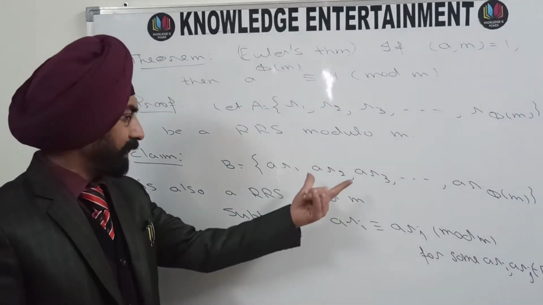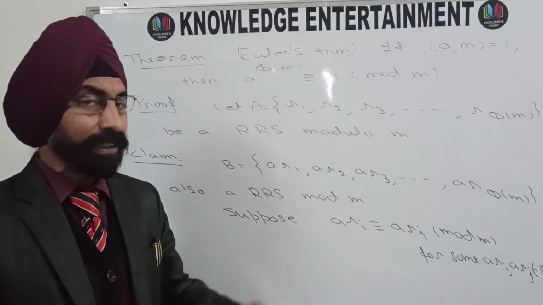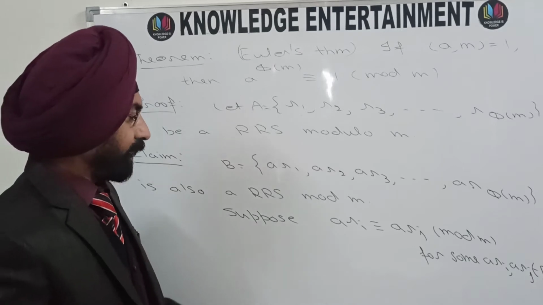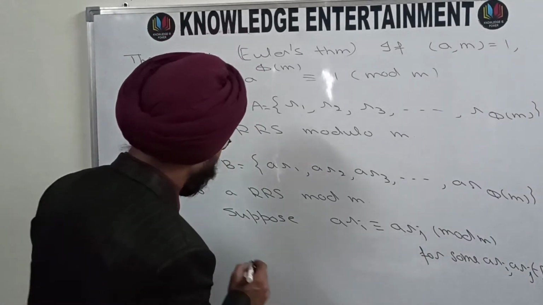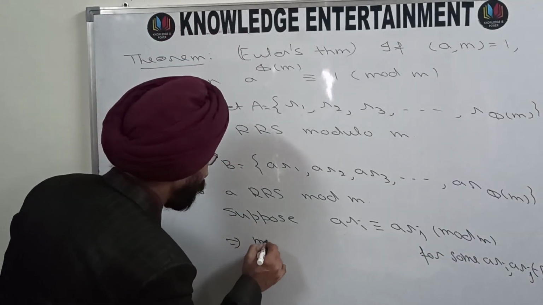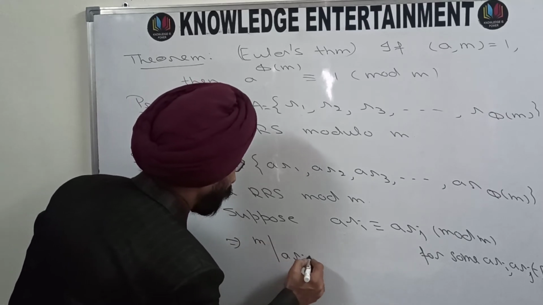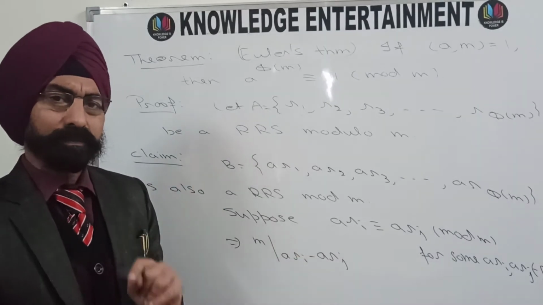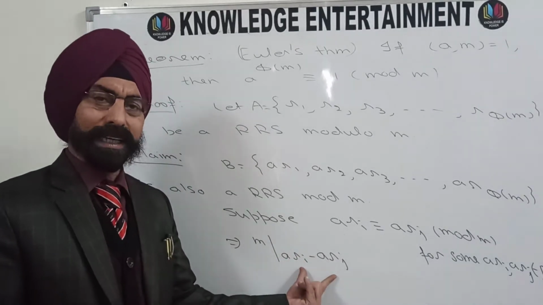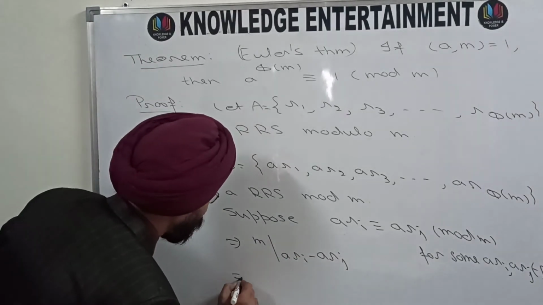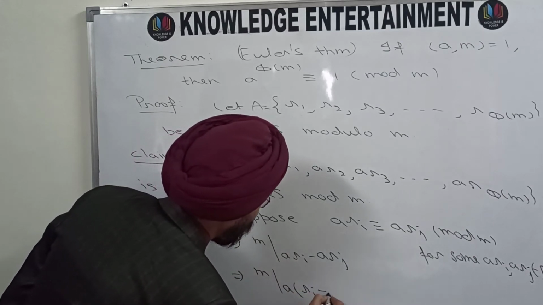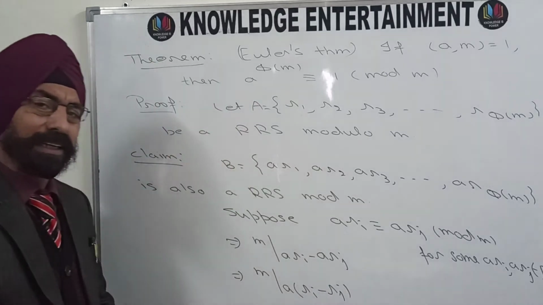Suppose there are two members in the set B which are congruent to each other modulo M, which should not be. So we will arrive at some contradiction. And this means M divides a·ri minus a·rj, from congruence to divisibility, and a you can take out common. So this means M divides a times (ri minus rj).